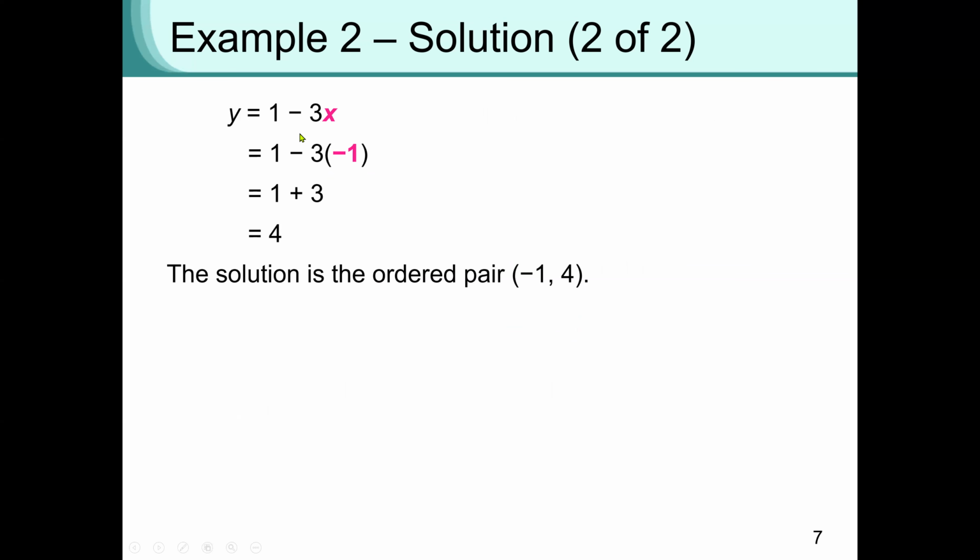So y equal to 1 minus 3x. So minus 3x is minus 3 times minus 1, so that gives us 1 plus 3, and our answer will be 4. So the solution will be minus 1 and 4. The first value is the x value. The second value will always be the y value.